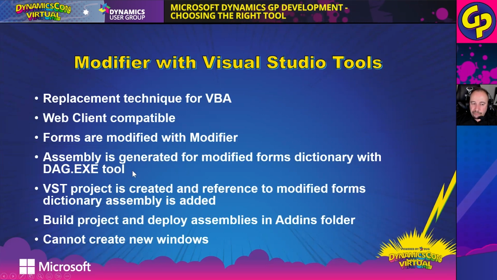So we create a VST project. We put a reference to the modified form DLL that we're going to create with the dictionary assembly generator, and then we can build our project, add all our code, and deploy. This method can't be used to create new windows because the modifier cannot create a new window. Okay, so now we can show you a demo.